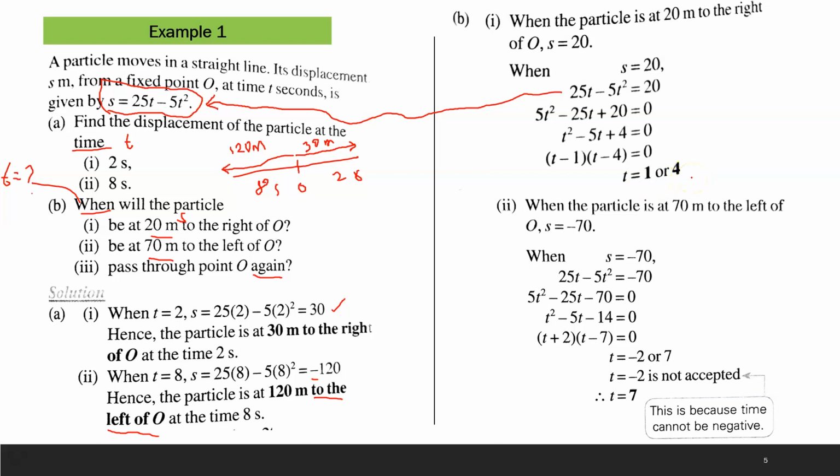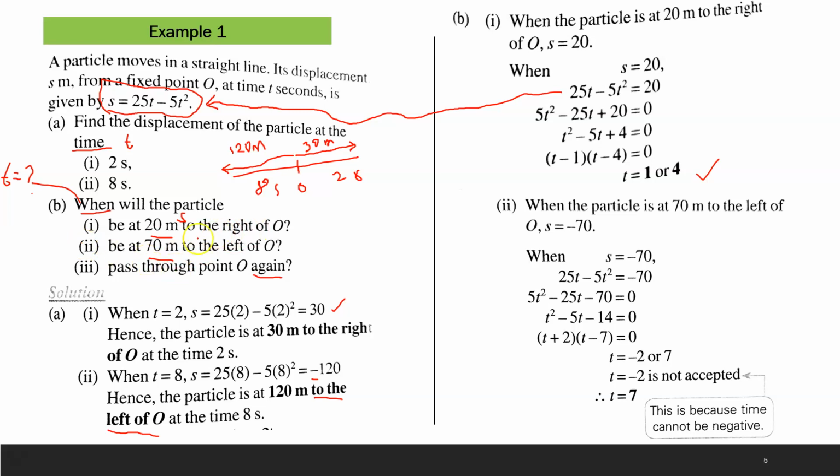So bermaksud pada sesaran tu you akan dapat displacement equal to 20 bila t equal to 1 atau t equal to 4. You have two answers. It's okay. You can have two answers. Okay, then the second one, dia kata bila pula this particle berada pada 70 meter ke kiri O.